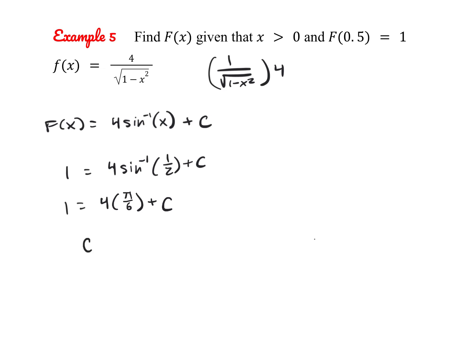So c is actually 1 minus 2 pi over 3. So that's our c value. So we're going to substitute all of this right here, giving us our specific antiderivative. So we'd say plus 1 minus 2 pi over 3.